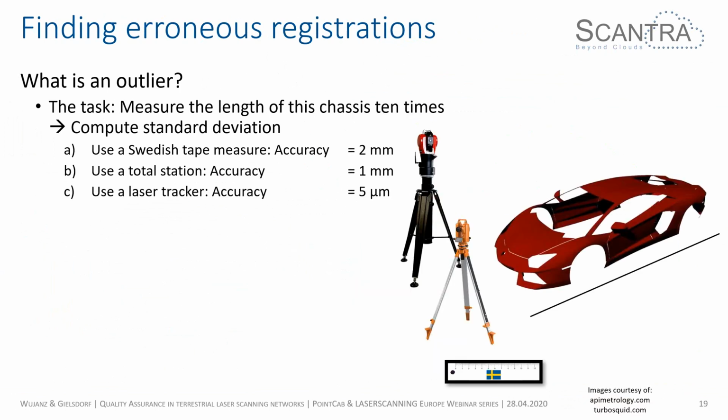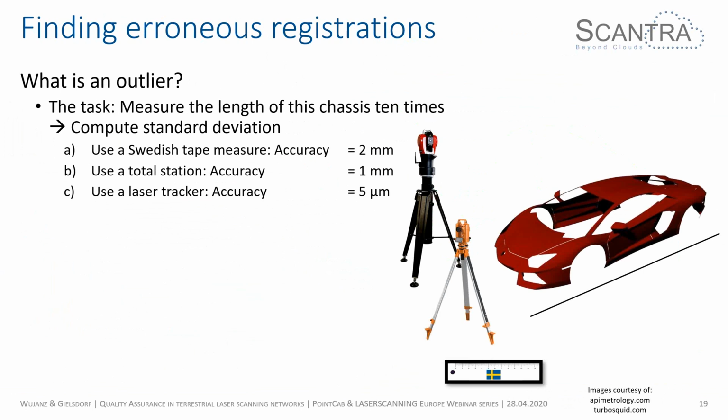So let's try to define what an outlier is. In this example, we have a chassis of a car, and we have 3 different measurement devices. The task is to measure the length of this chassis 10 times, and then we use these 10 observations to compute the standard deviation. The first low budget tool that we use is a paper tape measure from a well-known Swedish furniture store, whose accuracy is assumed to be 2 millimeters.